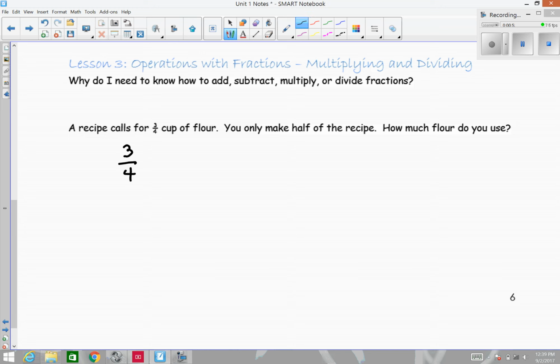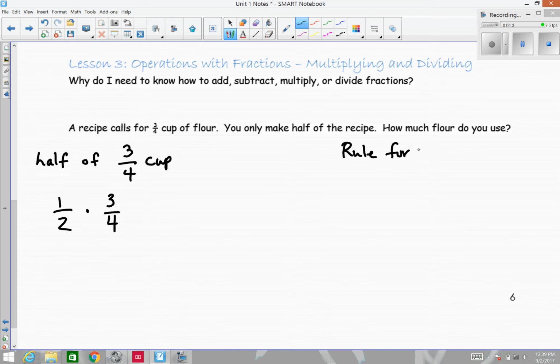But I'm only going to make half of this, so I really want half of 3/4 of a cup of flour. Now, if you remember in mathematics, if we see the word of, it usually means we're going to multiply. So what we really want to do is take 1/2 and multiply that by 3/4 to get how much flour we're going to need. Since we are multiplying fractions, it'd be a good idea if we understood our rule for multiplying fractions, and I'm just going to jot that down over here.